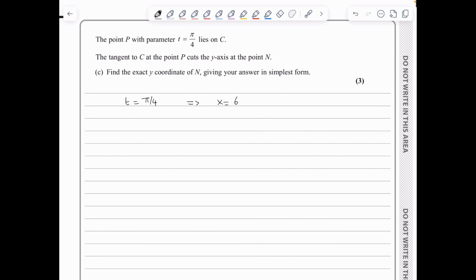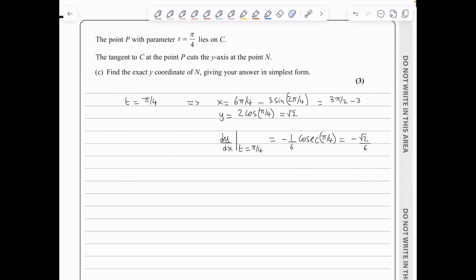So x is going to be 6 pi over 4 minus 3 sine of 2 pi over 4. This gives an answer of 3 pi over 2 minus 3. This is the x-coordinate of point P. And for the y-coordinate, we've got y is equal to 2 cos of pi over 4, which is equal to root 2. I will also find the value of dy/dx because I want to find the gradient of the tangent when t is pi over 4, which is going to be minus 1 over 6 cosec of pi over 4. This gives an answer of minus root 2 over 6.